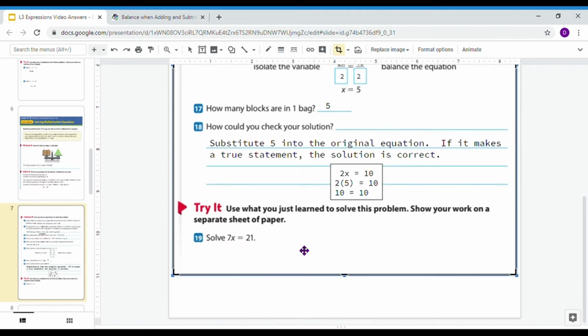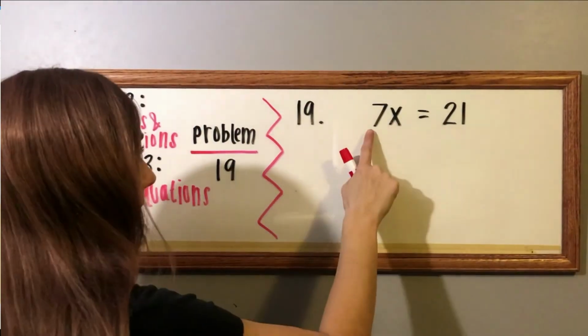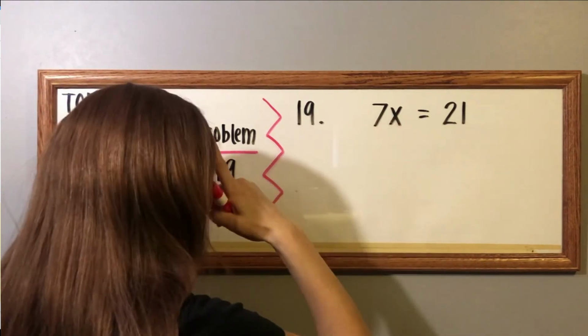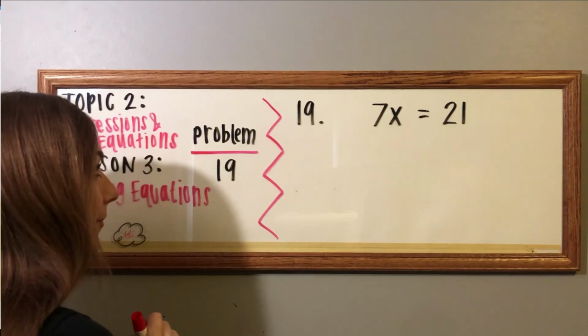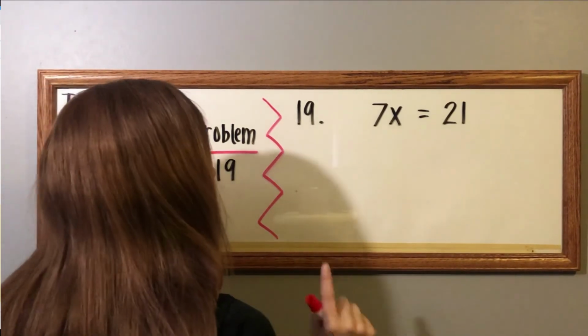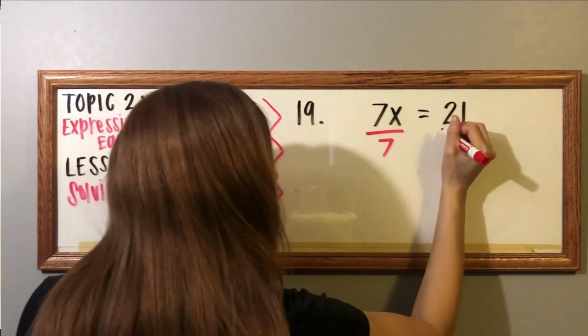So now for number 19, we're going to go to the dry erase board, and we're looking at this number, 7x equals 21. And I know that I am multiplying, because whenever I see a number next to a variable, I know that they're multiplying. So I'm multiplying 7 times x. In order for me to isolate the variable of a multiplication problem, I'm going to divide x by 7. And whatever I do to one side, I have to do to the other.